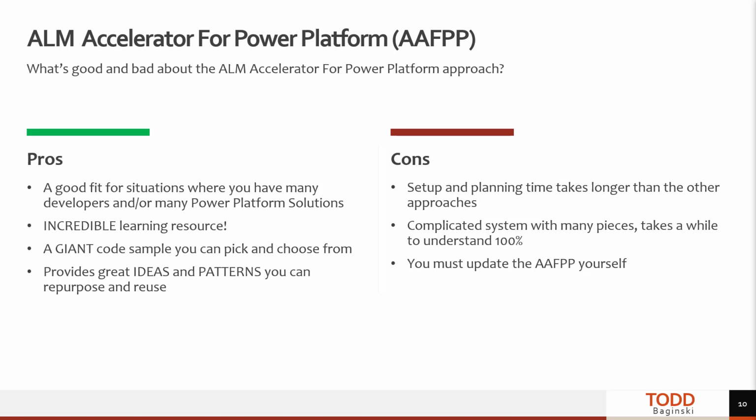It's complicated, has many pieces, and it takes a while to understand it 100%. But with anything that is awesome, that's usually the case. You do need to update the ALM Accelerator for Power Platform yourself. It doesn't have, as far as I know, like an automatic Windows update type updating mechanism. So you just have to re-clone it to your system and then update configuration and deploy and things like that.